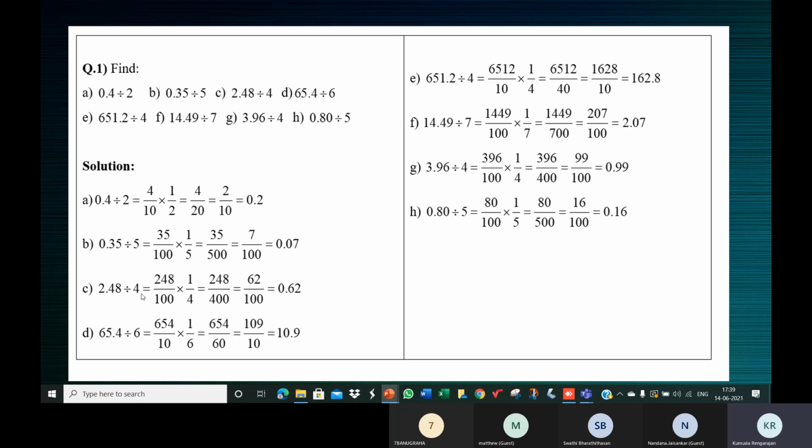Then we have divided by 4 by 1. 4 means 4 by 1. So it's divided by 4 by 1. What do we do? We multiply by the reciprocal of that. So division becomes multiplication, and we write the reciprocal of 4 by 1, which is 1 by 4. That's how we divide. To divide, we multiply by the reciprocal of the second number. So 2.48 is written as 248 by 100. Division becomes multiplication. 4 by 1 becomes 1 by 4.